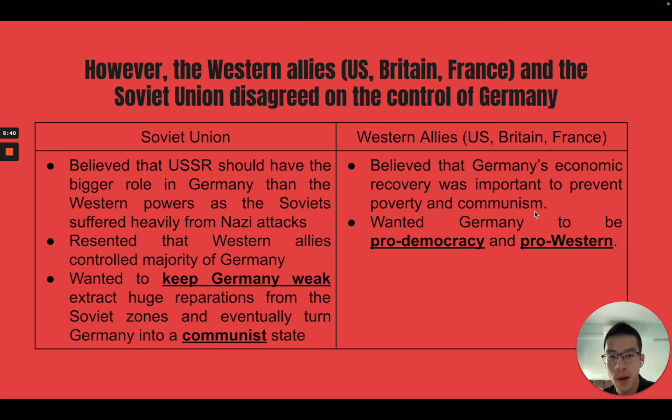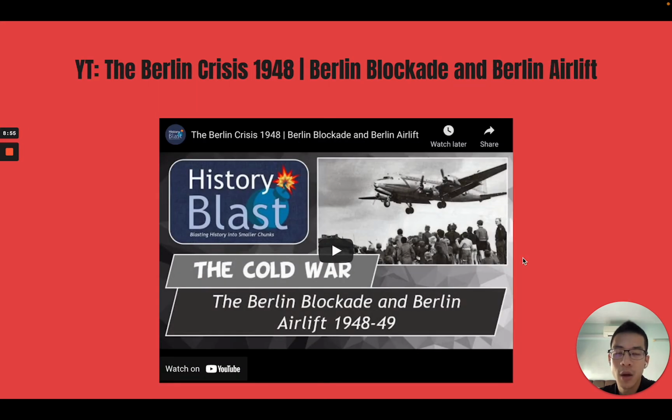We've talked about this before in the past, and their main goal for Germany is to become pro-democratic and pro-Western. Pro-democratic and pro-Western means that they will eventually become a democratic country and they will be having the support of the Western allies.